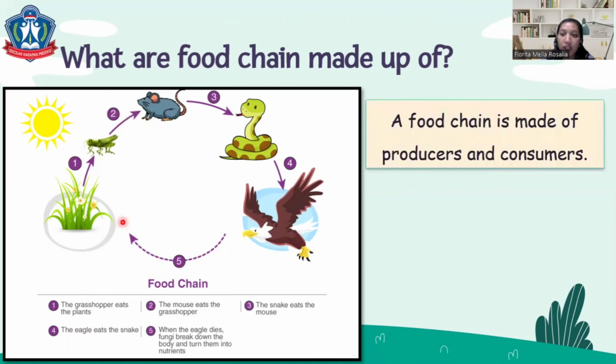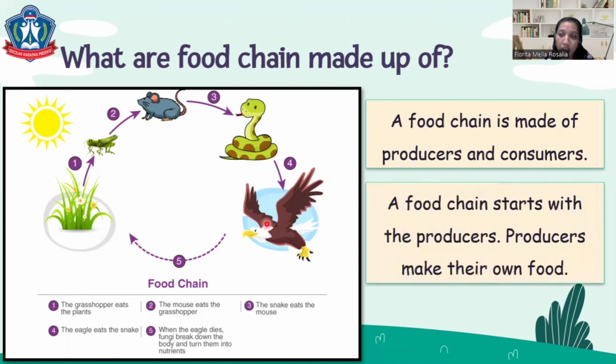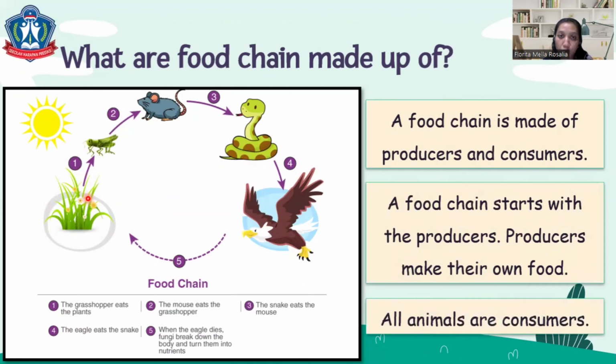The food chain is made of producers and consumers. All food chains start with the producers, which are the plants. The plants make their own food, and all the animals here are consumers.